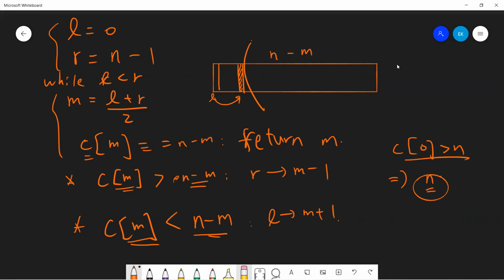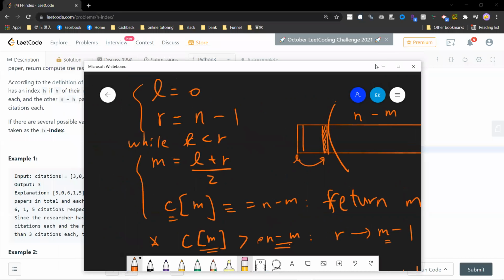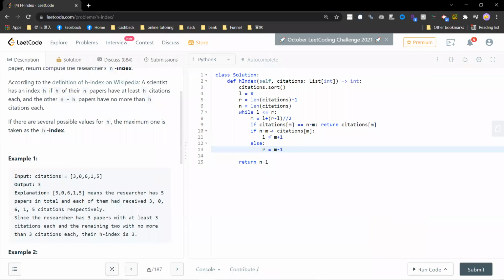Okay, so in this case, your left and your right should... let's see. If m is 0, I just don't care about it. So this is the binary search code. It's very easy. The final answer is n minus L.